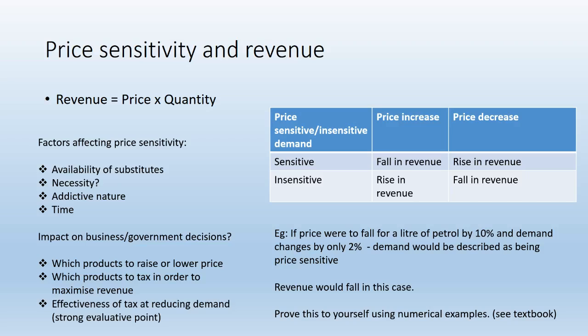Lots of examples in the textbook. Price sensitivity is an important concept because it comes up in multiple areas. You can use it as an evaluative point whenever you're dealing with taxation decisions and trying to correct market failure and issues in markets where the government might intervene. So social problems, for example. How effective is the tax? Well, it depends on the price sensitivity of demand for the product.